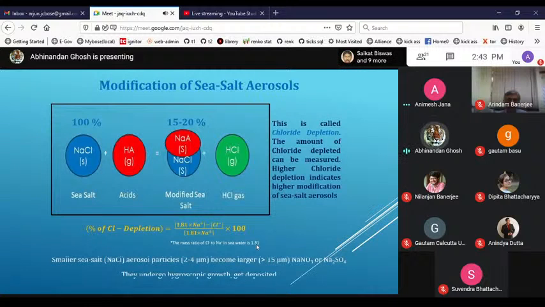And now when the smaller sea salt reacts with these anthropogenic species, they get bigger and bigger, and they undergo hygroscopic growth and get deposited. So this can also alter the sulfur and nitrogen cycle.